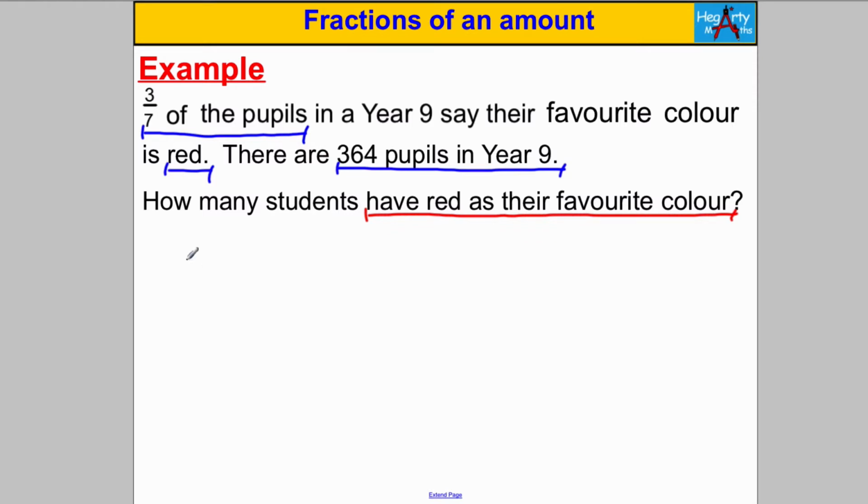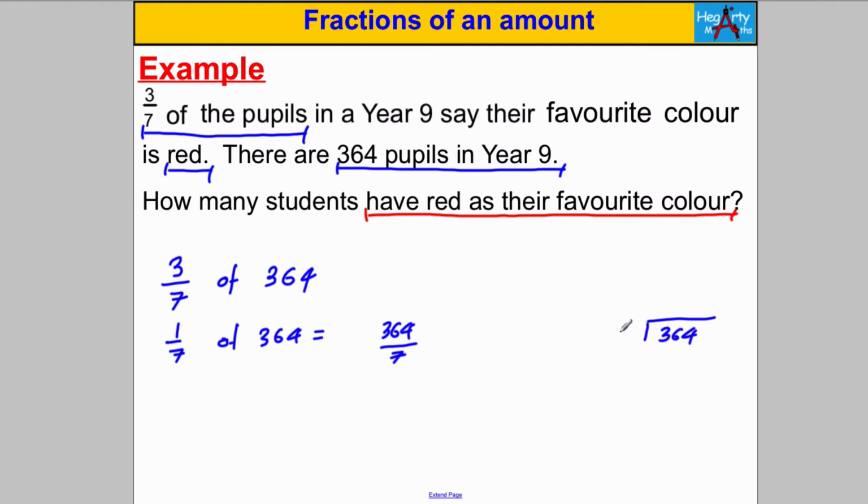What we're trying to work out, I'm sure you can see, is 3/7 of 364. So let's work out 1/7 of 364, which is equal to 364 divided by 7. We may need to go over here and do some working. 364 divided by 7 by short division. 7 goes into 3 no times, carry the 3. 7 goes into 35 5 times, carry the 1. 7 goes into 14 twice. So this must be equal to 52. 1/7 is equal to 52.